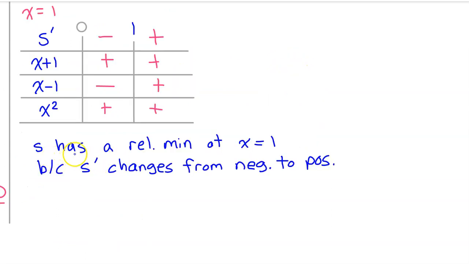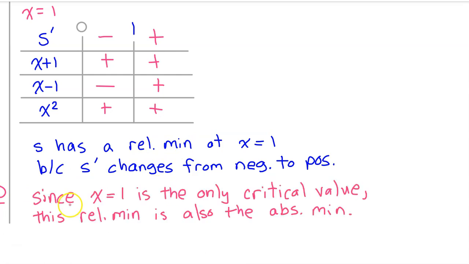The first derivative test tells us that S has a relative min at x equals 1 because S prime changes from negative to positive at x equals 1. However, we want an absolute min, not a relative min, so we're going to need another statement. Since x equals 1 is the only critical value, this relative min is also the absolute min.